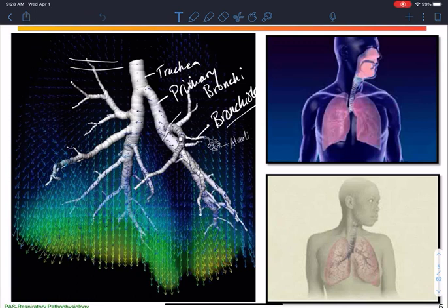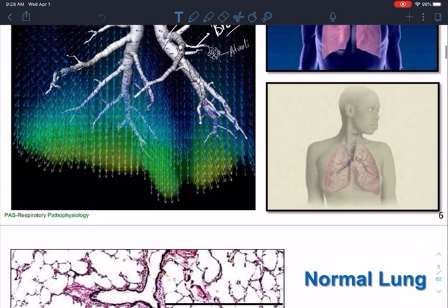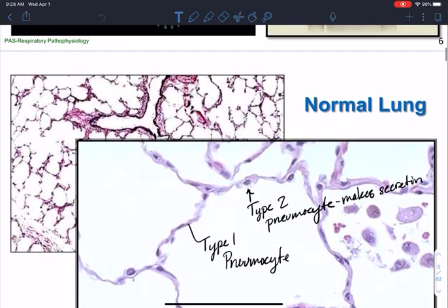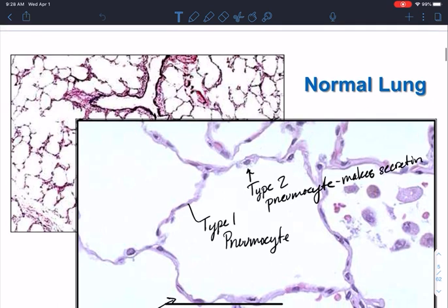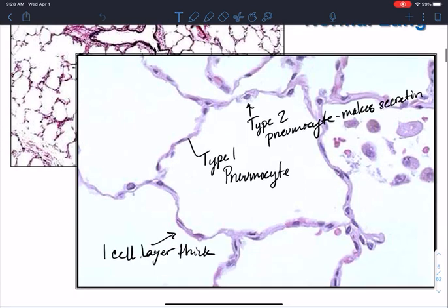We left off with the respiratory anatomy. Let's move on to some pathology. So this is called a histological section. They've taken a small little piece of lung tissue and put it under a microscope.